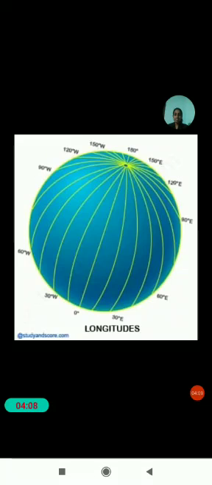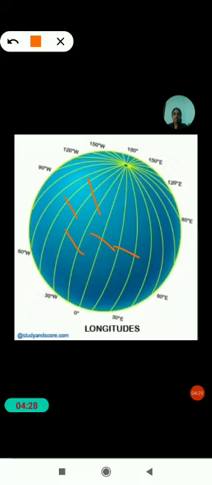The semicircles are known as the lines of longitude or meridians. These lines run from north to south. Look at this picture, you can see these lines are meridians or longitudes. These lines run from north to south. Okay.